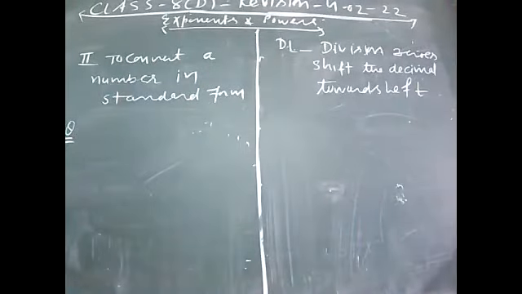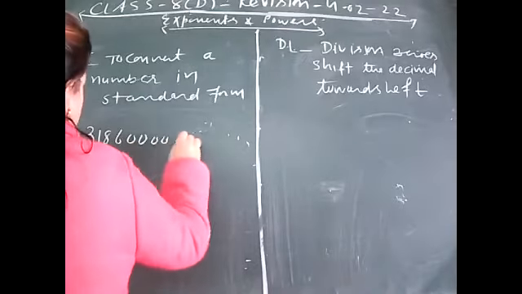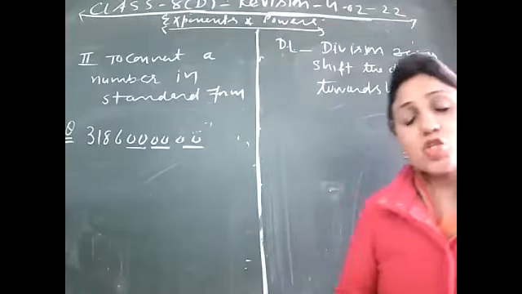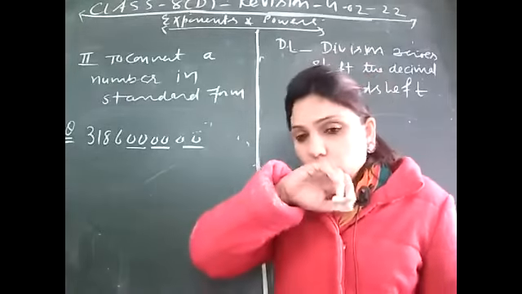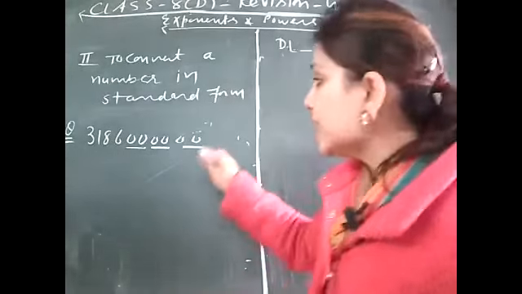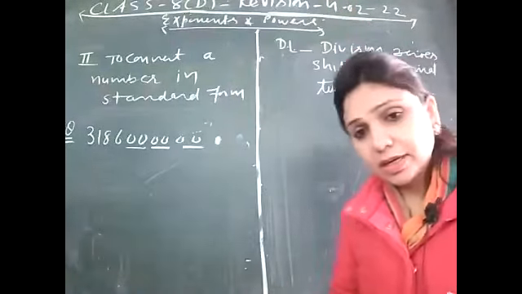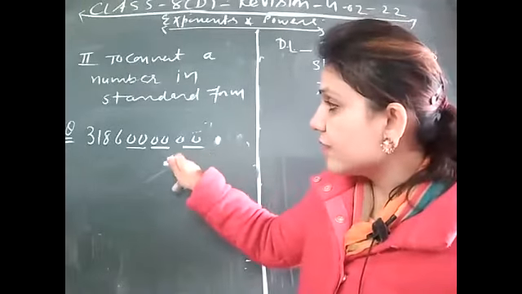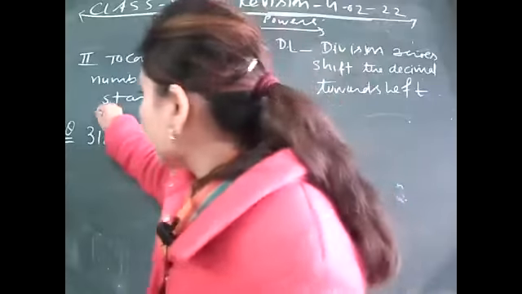So I'm taking 3186 along with 6 zeros. Now you might think that this number does not contain a decimal, but if the number is not containing a decimal, we take the decimal to be at the end. हम यही मानते हैं कि end में decimal है, जिस number में कोई decimal नहीं है. Right? Now this time the decimal has to move towards the left side so that the number can become between 1 and 10. So the decimal has to come here.